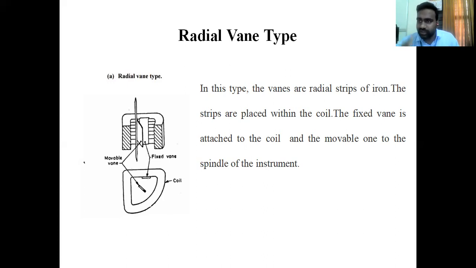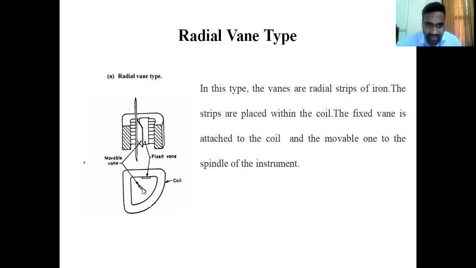That means here we have two radial strips of iron. The vanes are represented by two strips. This is one strip, and this is another strip. I'm explaining with two views. This is one view and this is another view. I'm explaining this view so that it will be clear. In this particular view, we can clearly see to what part of the coil the fixed vane is connected and where the moving vane is placed.